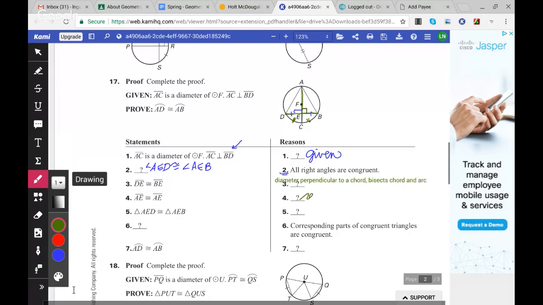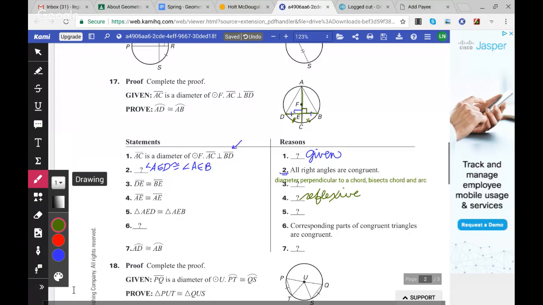So, AE equals AE. We've learned that already. Congruent AE. That would be reflexive, right? Yes, you're right. Awesome. Mark it up here. AE.